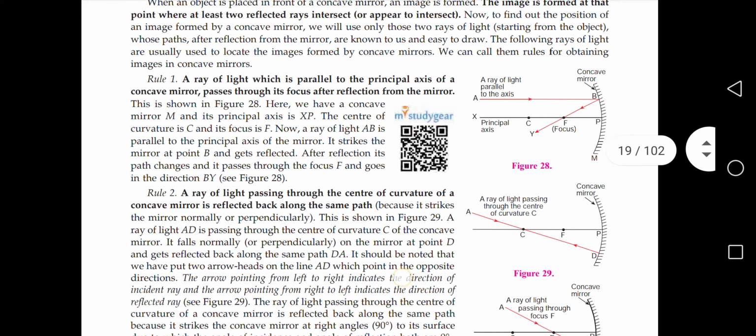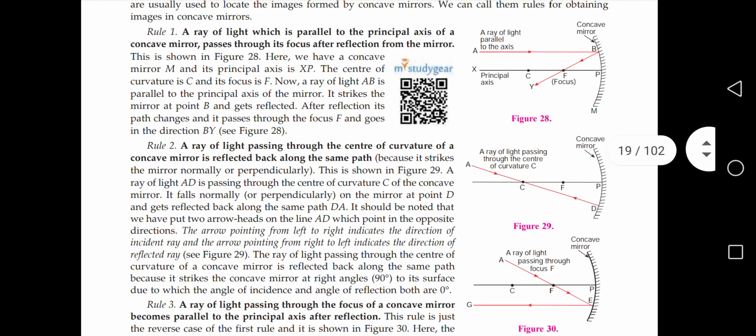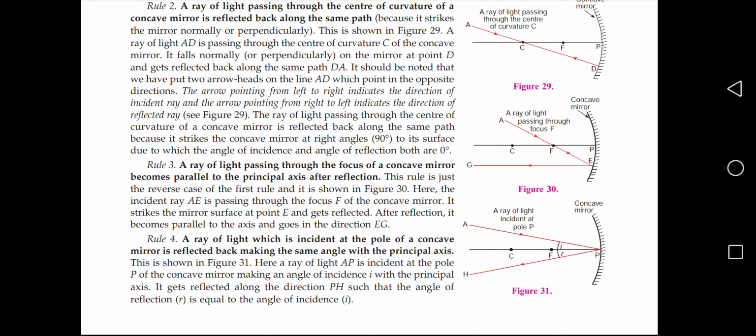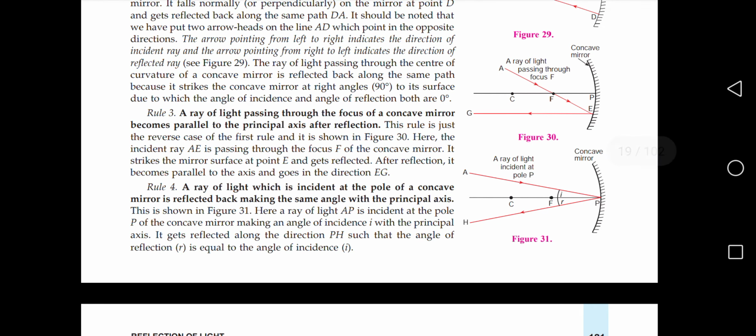The first rule is a ray of light which is parallel to the principal axis, after reflection passes through principal focus. Second rule is if a ray of light is passing through center of curvature, then after reflection it is going to go back along the same path. And third rule is if a ray of light is passing through principal focus, then after reflection it will become parallel to the principal axis. Then the fourth rule is that if a ray of light is incident at the pole of the mirror, then it is going to be reflected back, making the same angle with the principal axis.